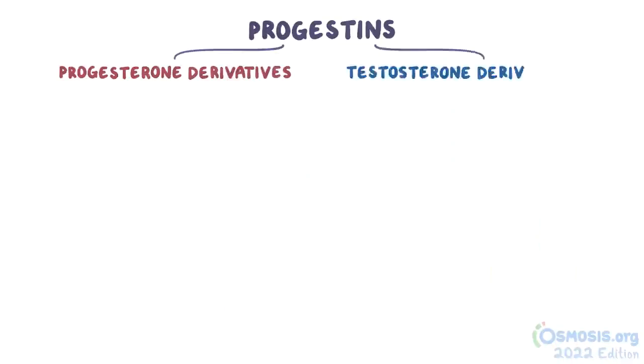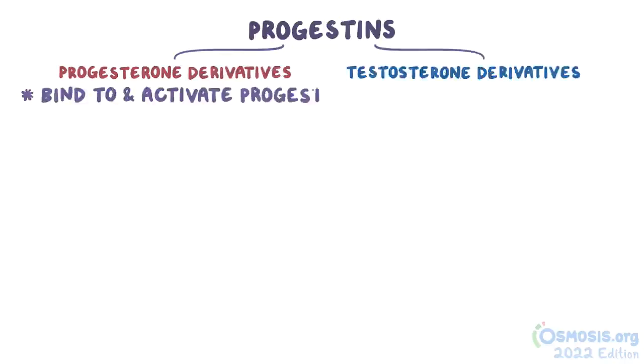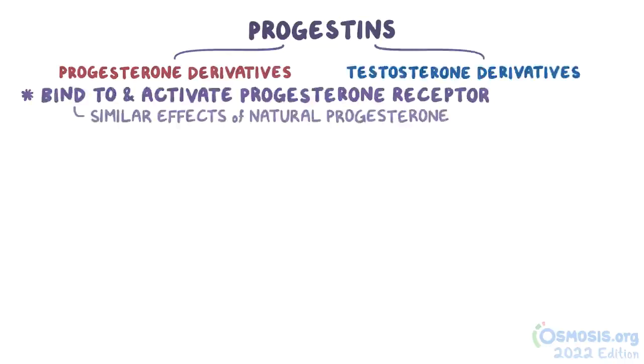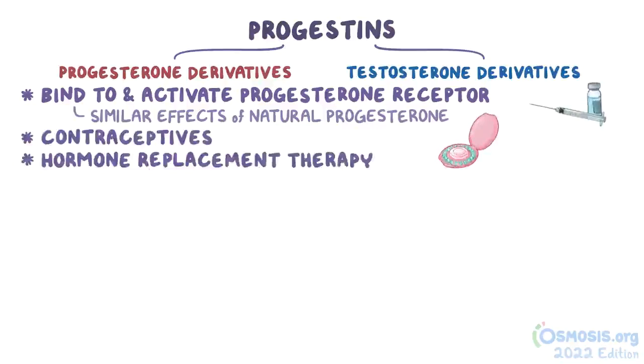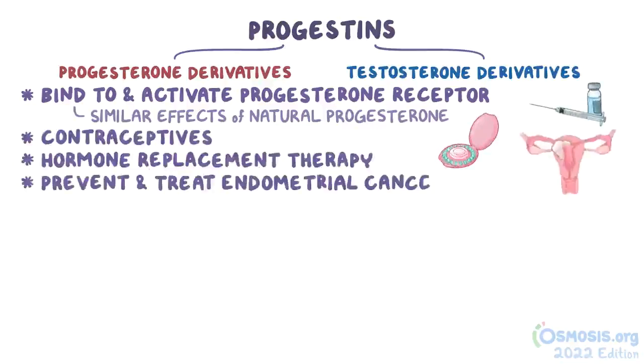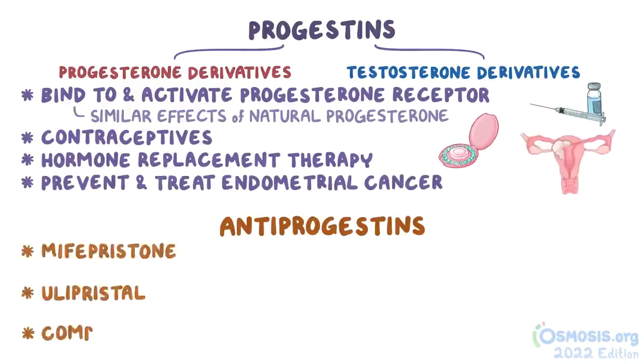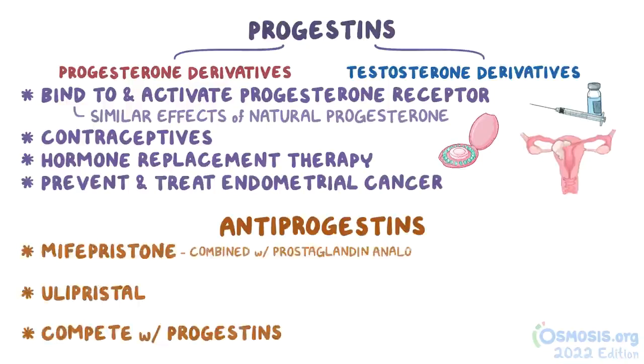Alright, as a quick recap, progestins are a class of medications that include progesterone derivatives and testosterone derivatives. They bind to and activate the progesterone receptor, meaning that they have similar effects to those of natural progesterone. Progestins are primarily used as contraceptives, as hormone replacement therapy, and to prevent and treat endometrial cancer. Antiprogestins like mifepristone and ulipristal compete with progestins at progesterone receptors. Mifepristone combined with a prostaglandin analog is used to terminate pregnancy, while ulipristal is used in emergency contraception.